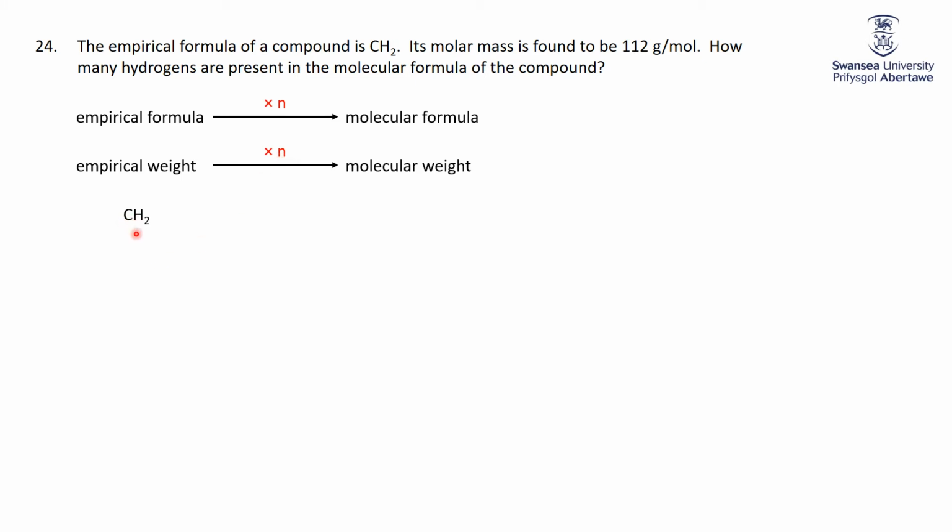So CH2 is our empirical formula, which has an empirical mass of 14. The molar mass is 112, so we can just divide 112 by 14 to get n, which is 8. And so therefore the molecular formula is simply going to be the empirical formula times that same 8. So C8H16, or in other words, 16 hydrogens.